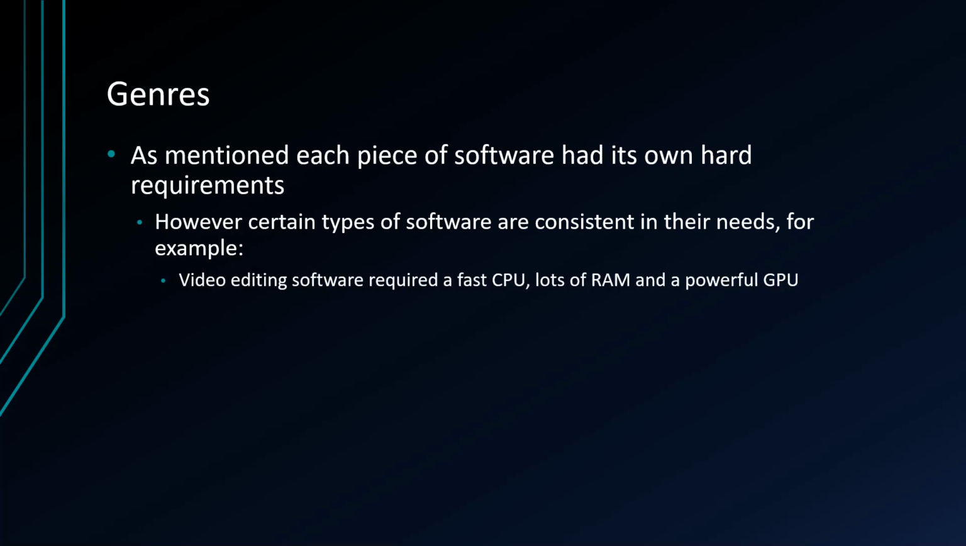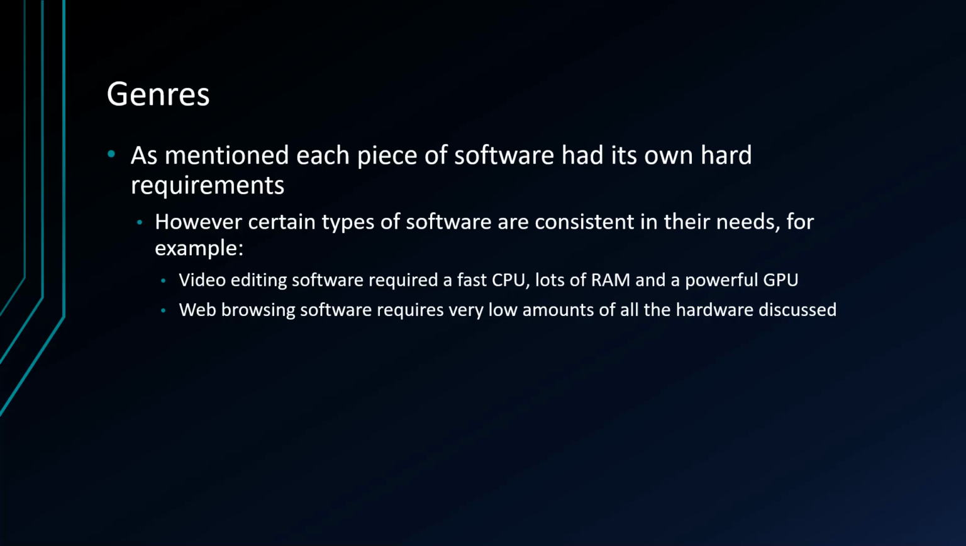Video editing software, for example, requires a very fast CPU, lots of RAM, and a powerful GPU. Why? Because it's dealing with a lot of image data, large files. So you need all those components. Web browsing software requires very low amounts of hardware. Why? Because it doesn't do that much. It loads a page and draws it on the screen, and the page doesn't usually move all that much.